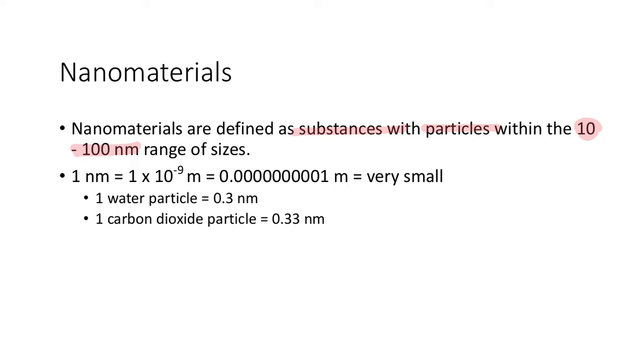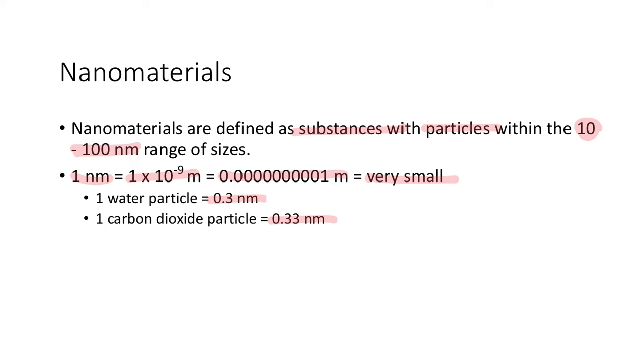What is a nanometer? 1 nanometer is 1 times 10 to the negative 9 meters, which is 0.000000001 meters, which is equal to very small, really small stuff. For example, a water particle by itself is 0.3 of a nanometer. One carbon dioxide particle is 0.33 of a nanometer. Are water particles and carbon dioxide particles nanomaterials then? No, because they are too small. You've got to be within the 10 to 100 nanometer range of sizes.